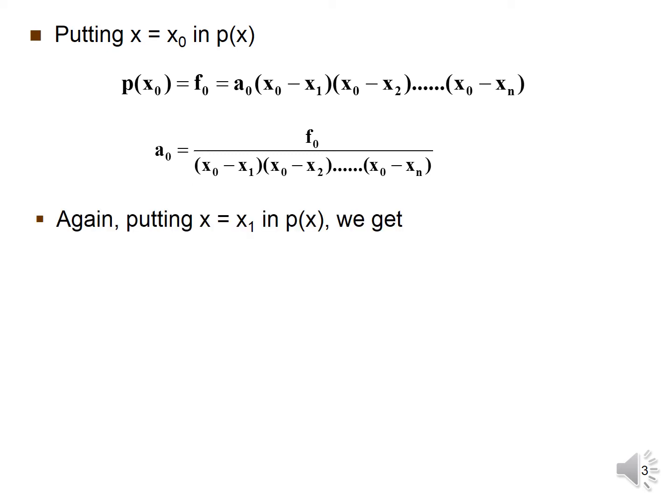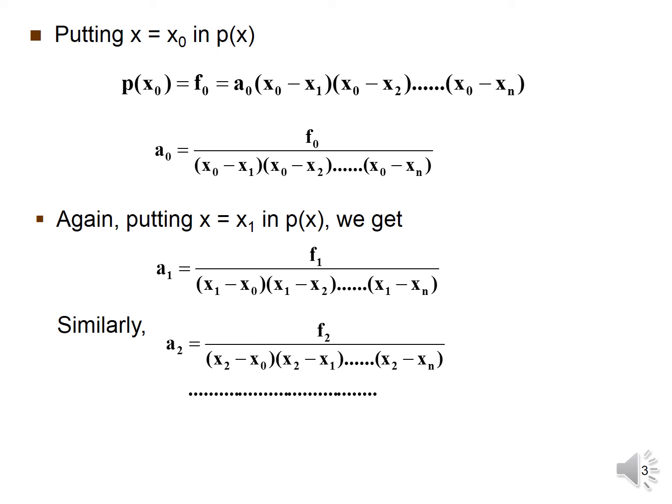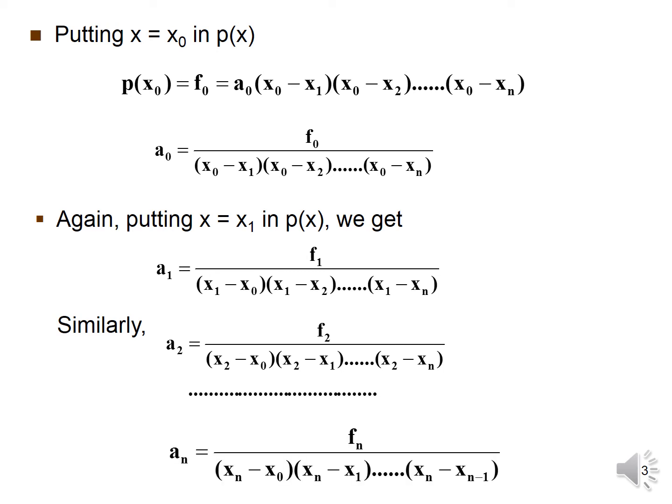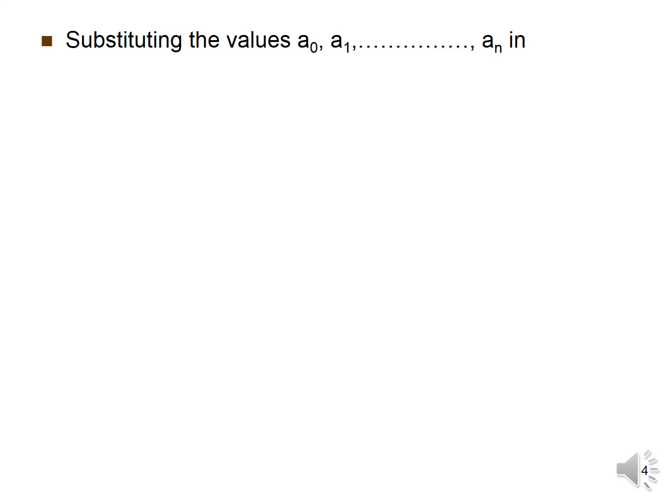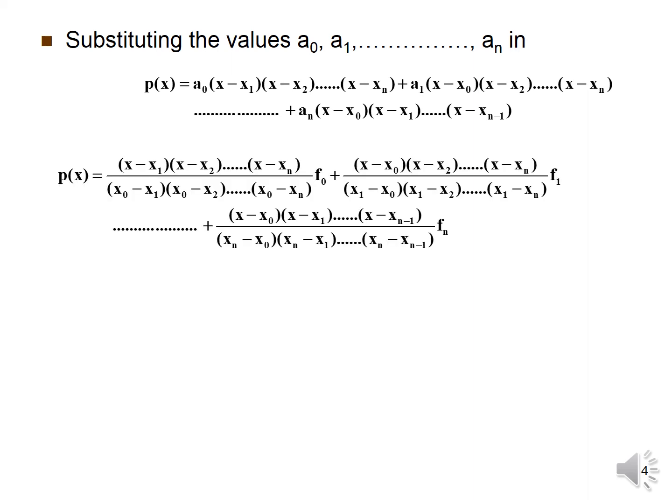Now we put x is equal to x1 in the polynomial and find the value of a1. So we get a1 like this. Similarly, we can put x is equal to x2 and find the value of a2, and finally we put x is equal to xn and find the value of an. Substituting the values of a0, a1, up to an in p(x), the polynomial we had assumed, we get the Lagrange interpolation formula, and this is the interpolation formula.